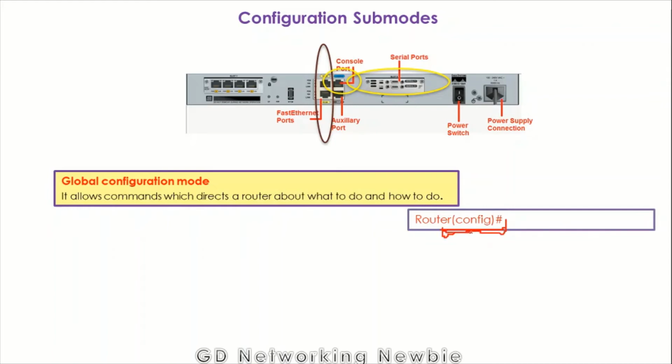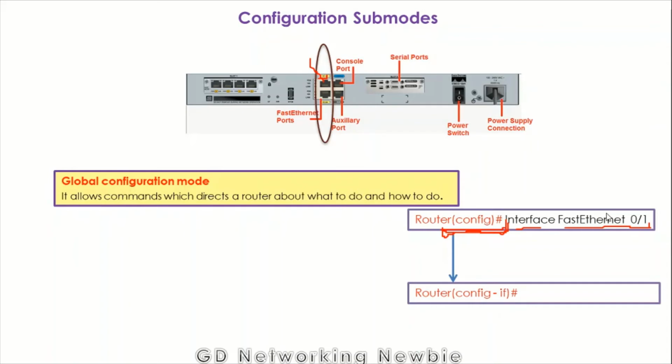From this global configuration mode, if you want to move to some specific port, for example the console port, or this Fast Ethernet, then we use the command interface fastethernet 0/1. This is the command, and this is the port. So these are actually these ports, and one of these ports is 0/1. Interface fastethernet 0/1 will move us from this global configuration mode to the specific interface mode.